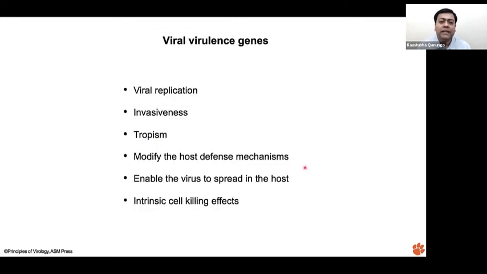So what are these genes? There are lots of different genes. Some of these virulence genes can be for replication, invasiveness, tissue tropism, where the virus can divide, and how they can modify the host defense mechanism. We have seen throughout the topics of this course how they modify RNA synthesis, translation, and all those things, and enable the virus to spread from one host to the other. And also the intrinsic cell killing effect. For example, with HCV, apoptosis is directly caused by HCV, an intrinsic cell killing process as well. So these are some of the viral virulence genes, an overview.